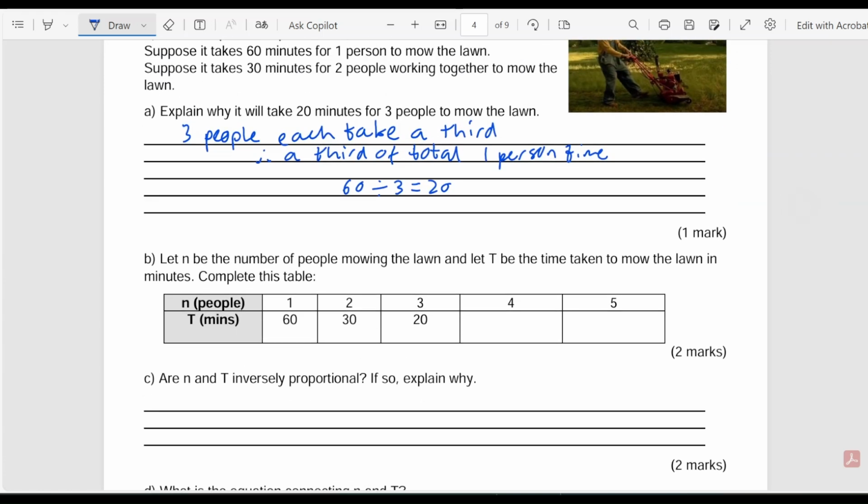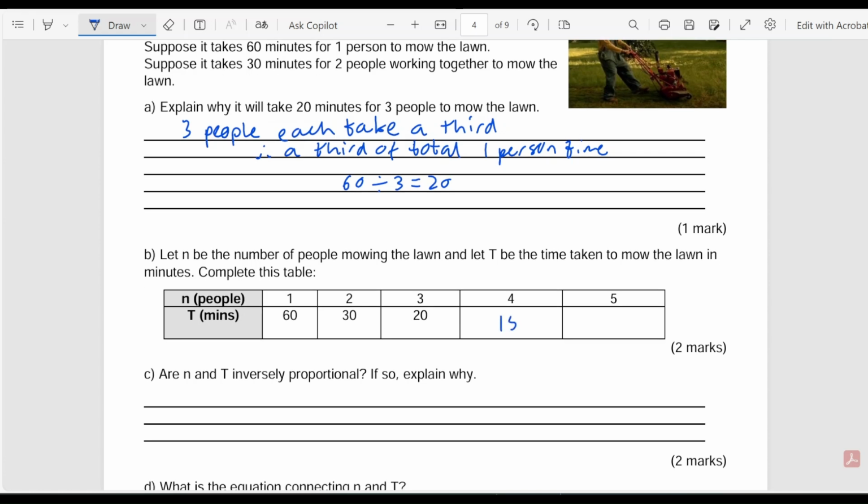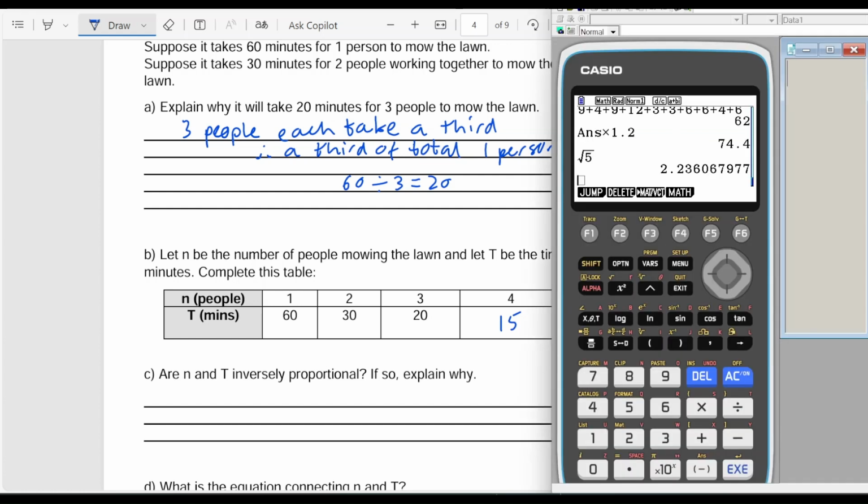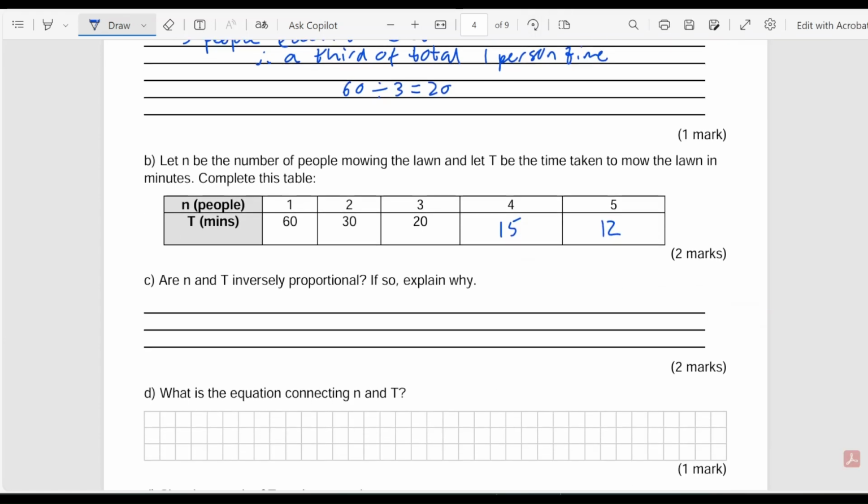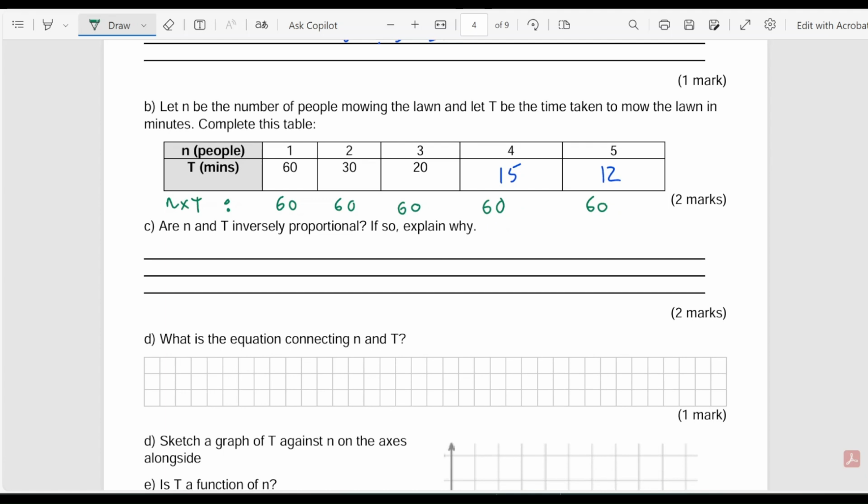So essentially, if we split 60 into 4, that's going to give us 15. And if we split 60 into 5, that's going to give us 12. And the way that you can just verify that for yourself is just doing the divisions on your calculator. And there it is. Are they inversely proportional? Well, basically what we have to do is we have to times and then figure out what we get. So we get 60 for there, 60 for there, 60 for there, 60 for there, and 60 for there by doing n times t. So the answer here is yes.